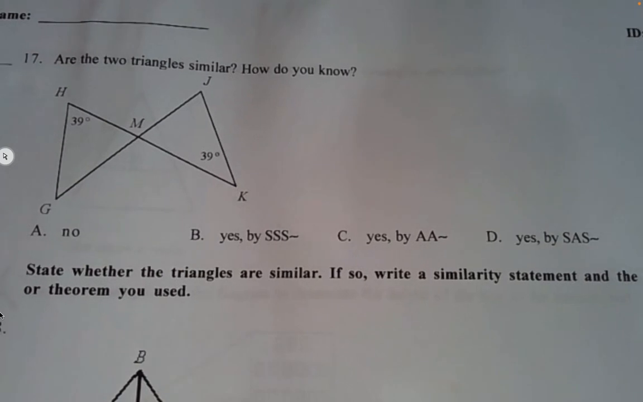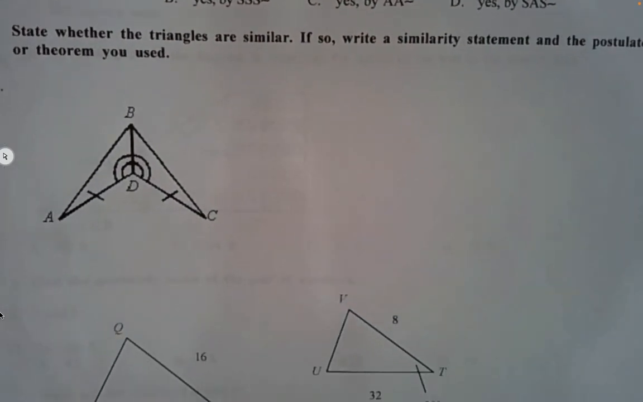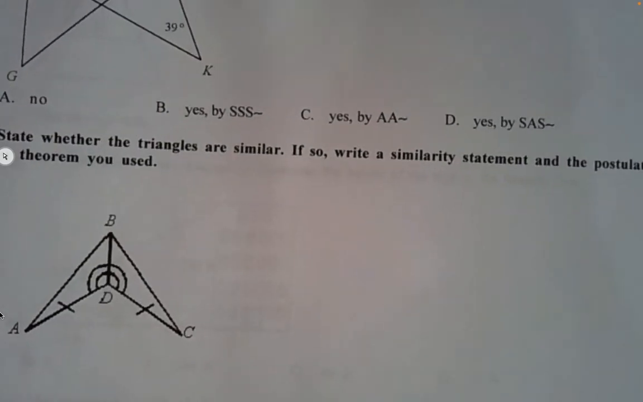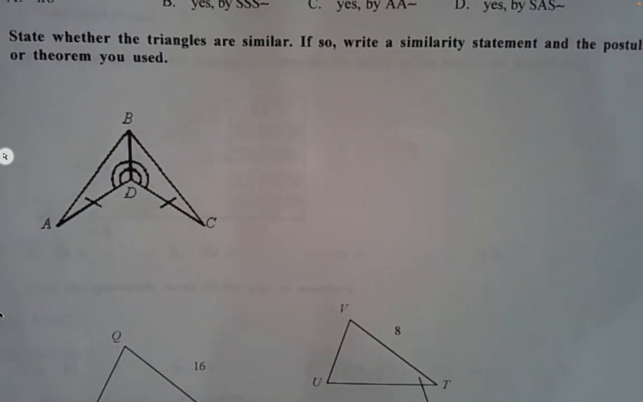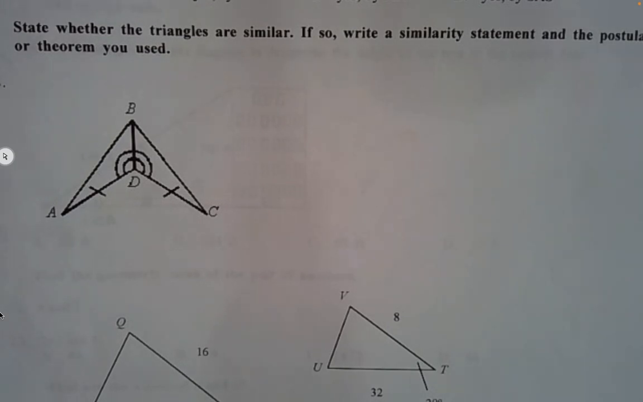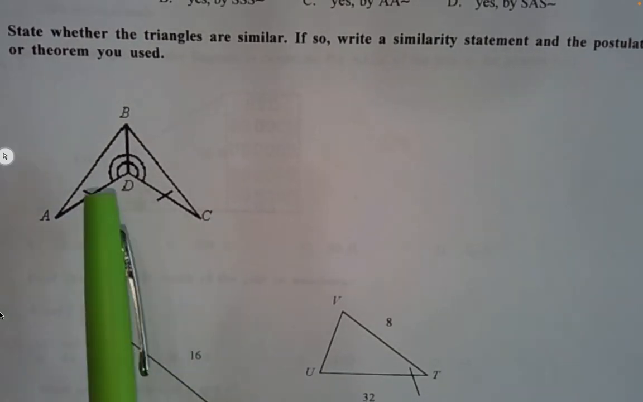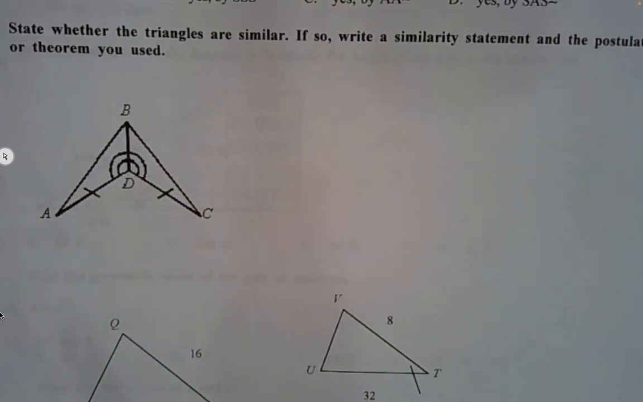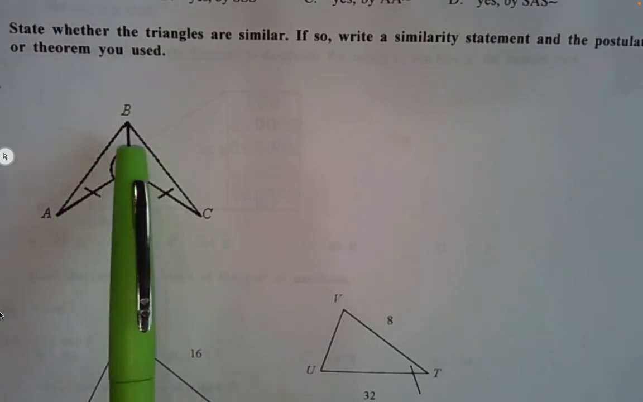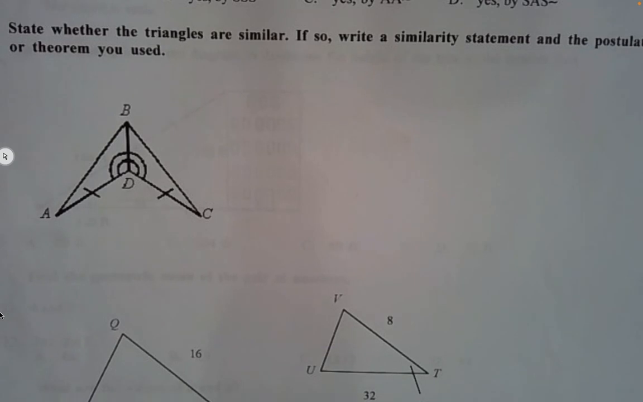All right, number 18. This one says, are they similar? If so, write a similarity statement. And how do you know they're similar? So we know a side. We know an angle. Do we know anything else? What does reflexive property tell us? They're actually the same. I know side, angle, side. So yes, they are similar.